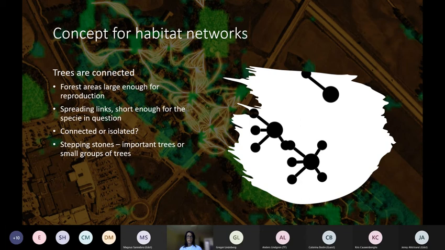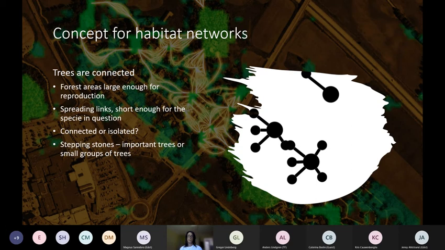Trees are connected in some way. Often they are connected, and the forest area can be large enough to hold a species for reproduction and to live in. And we have to see, is it connected or isolated? Is it connected to other forest patches via spreading links that are short enough for the species in question to spread through?